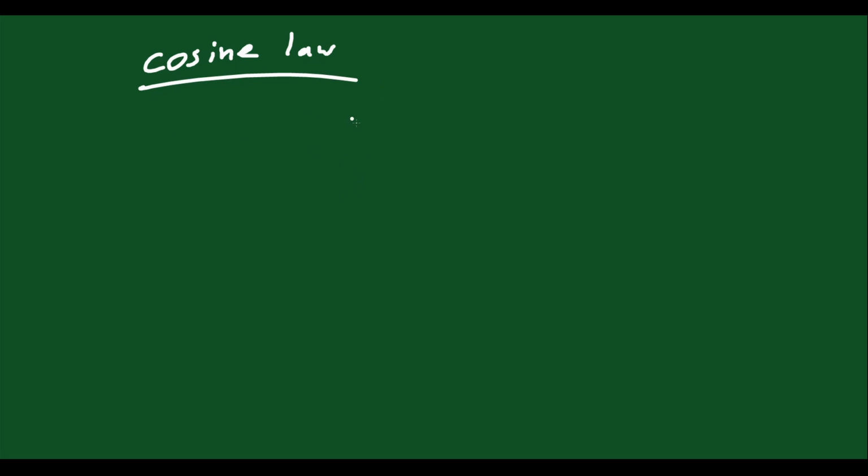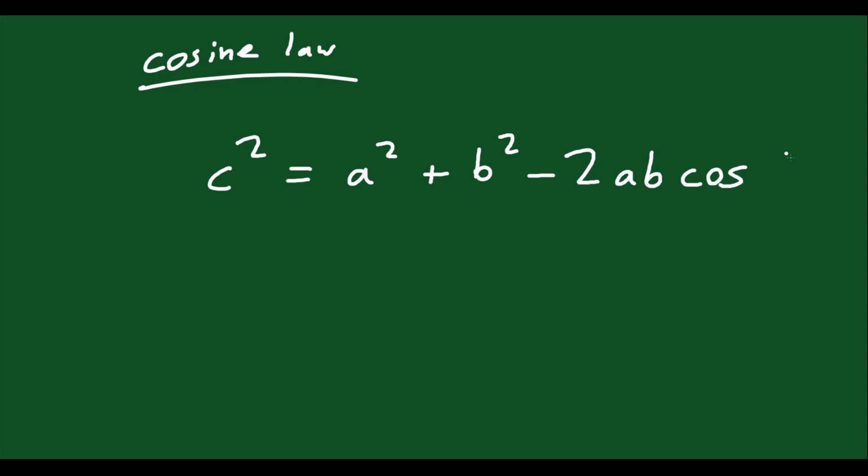What does this mean? What is this referring to? Well, it's referring to a formula that looks something like this. C squared equals A squared plus B squared. Now you say, wait, this is Pythagorean theorem. Well, hang on, there's more. Minus 2AB cos C. There's your formula.